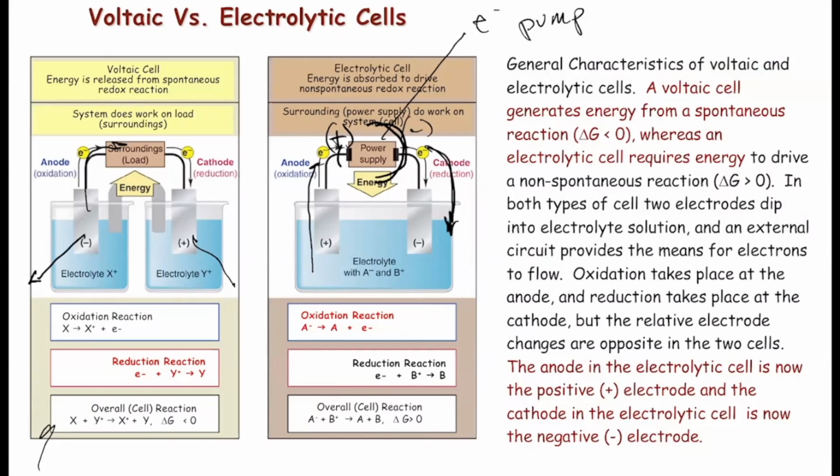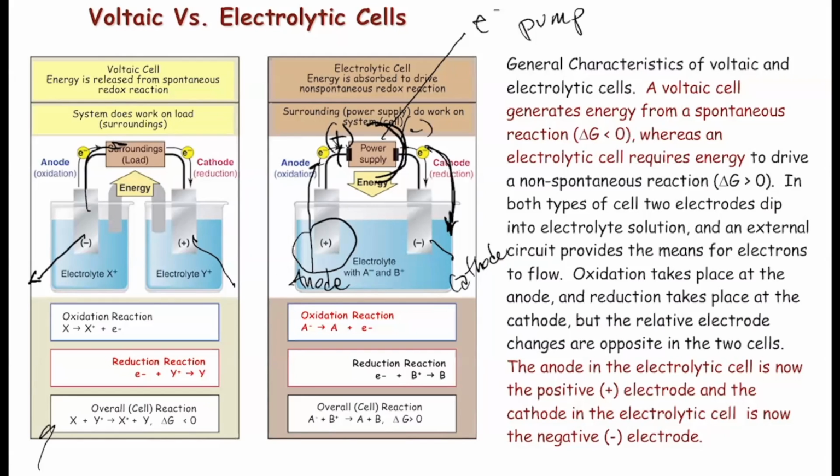It's pulling electrons from one side and pushing them out the other. Now, since this is where the electrons are lost, that part is still the anode. That's going to be oxidation. Oxidation always occurs at the anode, because that's your electron source. This side is going to be your cathode, because that's where the electrons are heading, and so you're going to be reducing. So anode is still oxidation, cathode is still reduction.